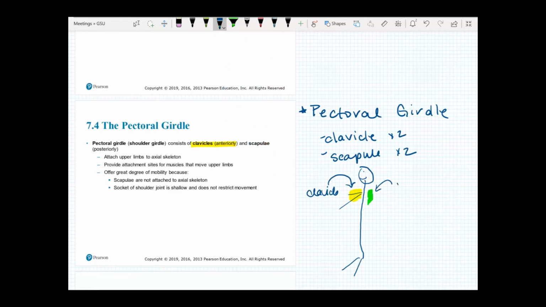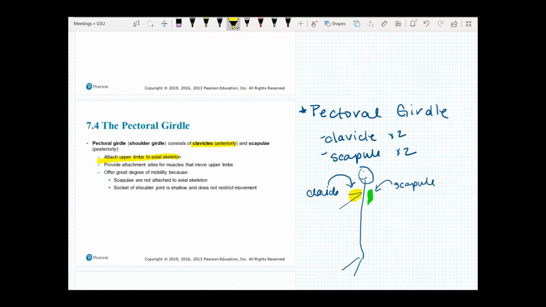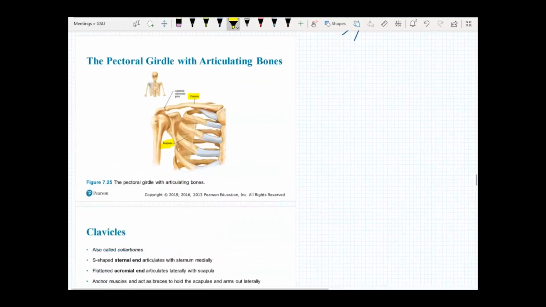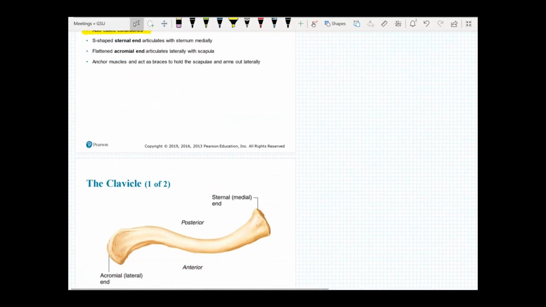So this will be your scapula, otherwise known as your shoulder blade. So these are going to attach both of the upper limbs to the axial skeleton and attach for muscles. So these are very, very important. So if you're looking at this, here is your clavicle on the front side, and then in the back behind the ribs, that is where you have your scapula. So your clavicle is also called your collarbone. You've got a piece that will connect to the midline of the body. That will be the sternum, sternal end.